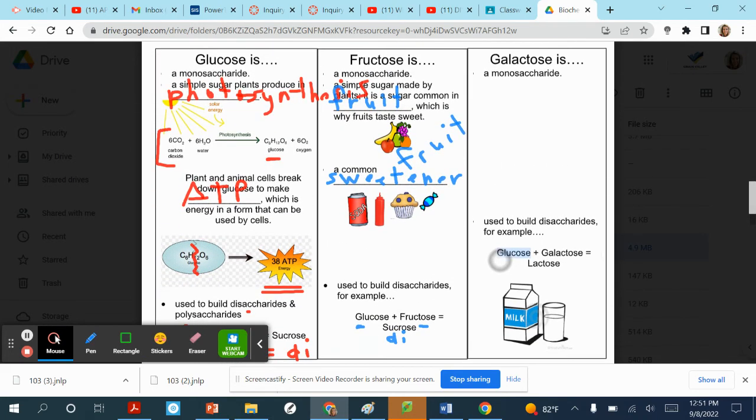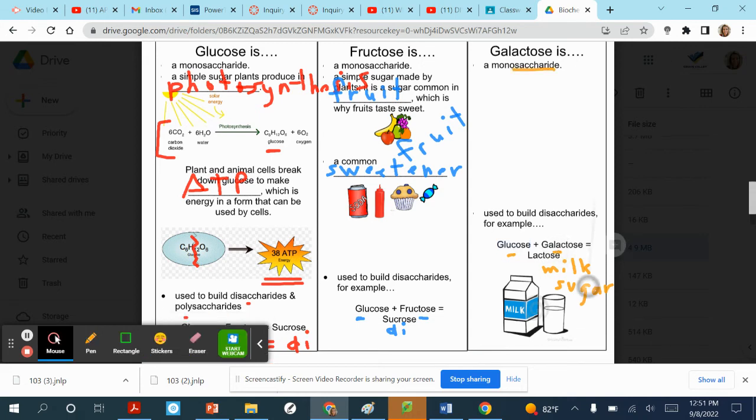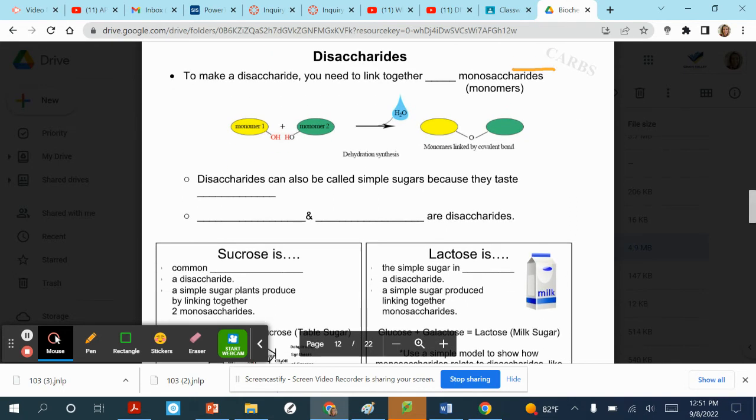All right, the last one I'm just going to point out is that in its name, galactose, it has this word lactose. And galactose is needed to make milk sugar. Lactose is that milk sugar that you're tasting, and it's a disaccharide. And to make it, you need a glucose and you need this other monosaccharide, which is called galactose. And that's how we get sugar in milk. Okay. Speaking of sugar in milk, now we're going to move into our disaccharides here.